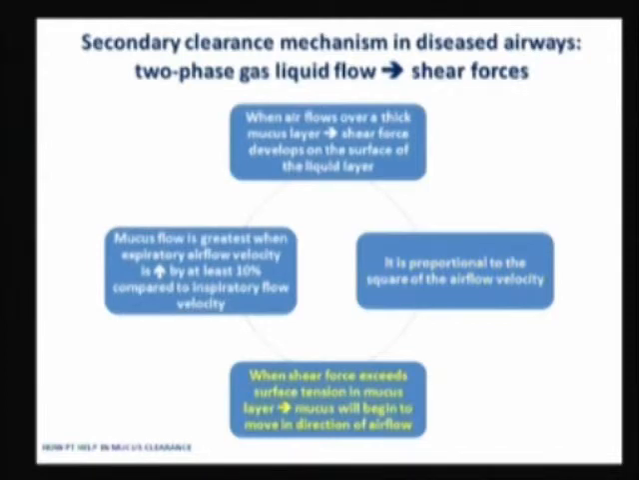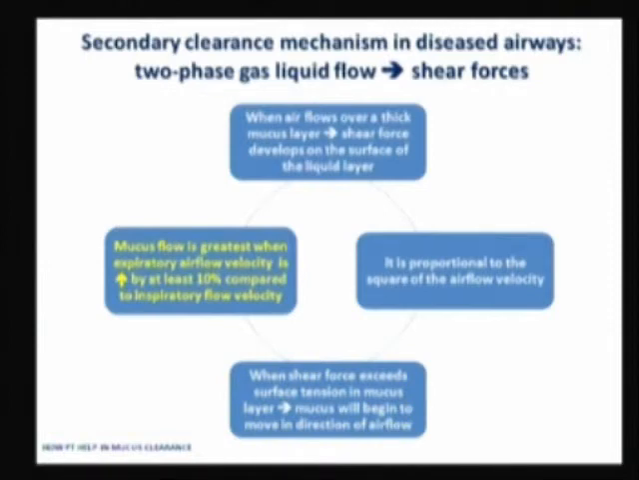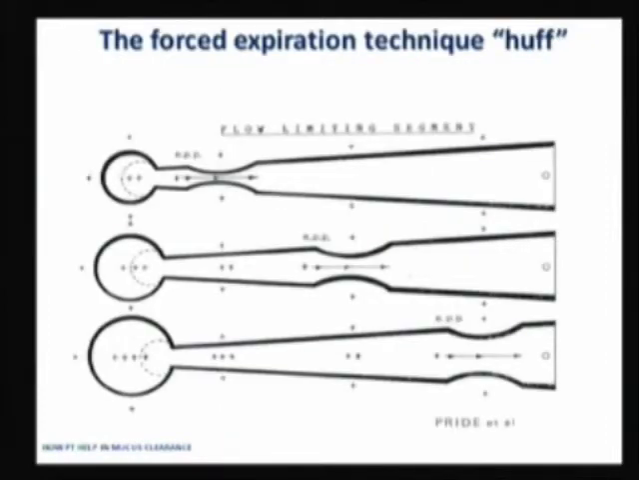When the shear force exceeds surface tension in the mucus layer, the mucus will begin to move in the direction of the airflow. Finally, the mucus flow is greater when expiratory airflow velocity is increased by at least 10% compared to inspiratory velocity. This is what I meant by the Bernoulli's effect. If we do the expiration at a very low lung volume, the narrowing or bronchoconstriction will happen at a level very close to the alveoli. If we do it at a higher lung volume, the effect will be on more distal or more peripheral airways.